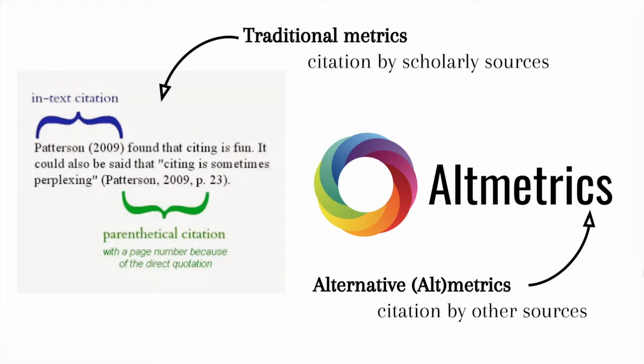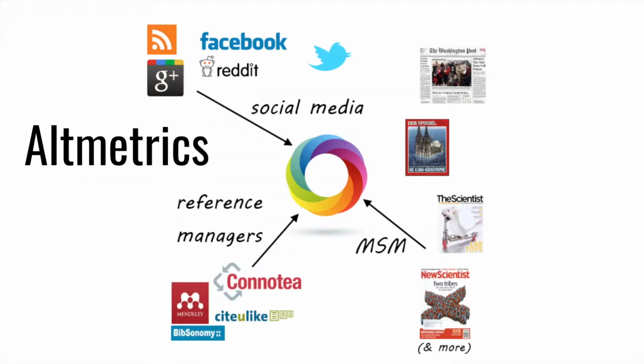Altmetrics offer an alternative way of measuring the impact of research by measuring citation by other sources other than traditional scholarly sources. So this might include social media, reference manager tools online, as well as mainstream media.